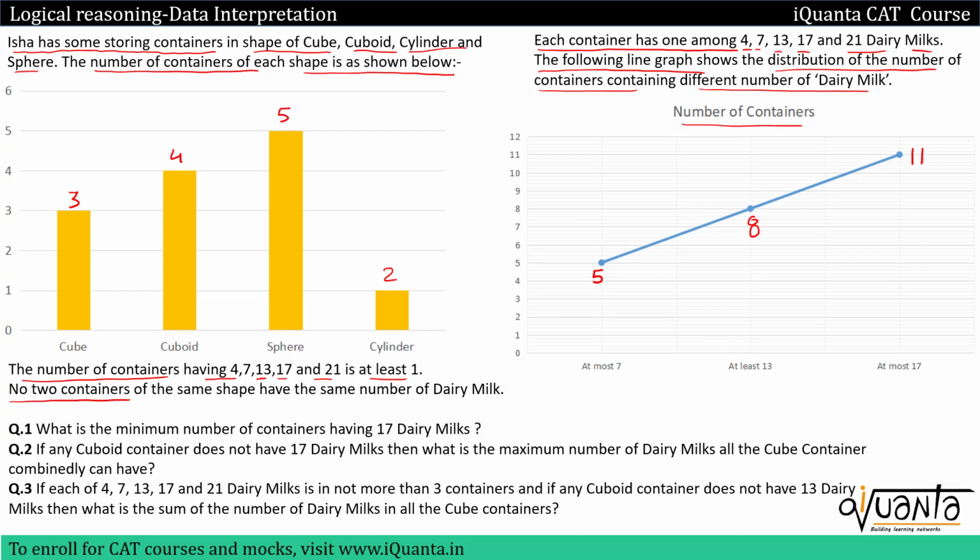After that, no two containers of the same shape have the same number of dairy milks. So it means that if there are 2 cylinders or 2 spheres, then they cannot have the same number of dairy milks. Let us see the questions that we have.